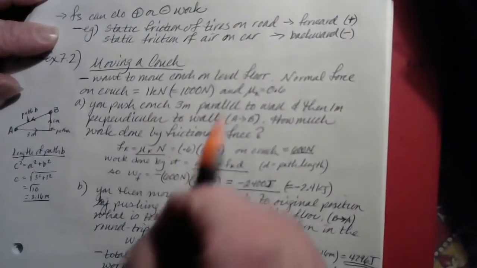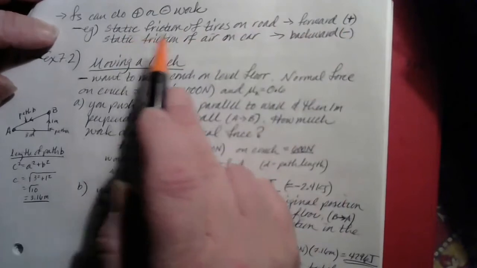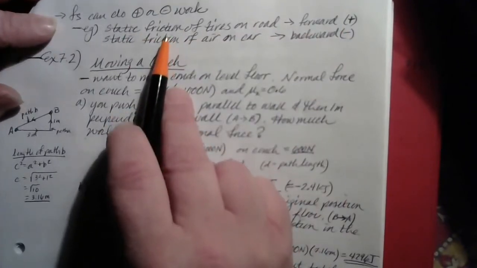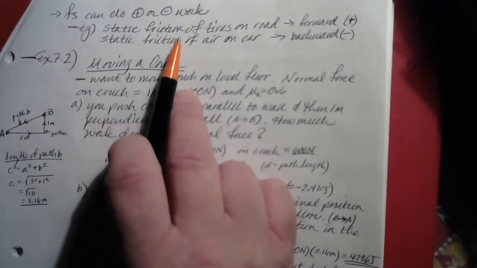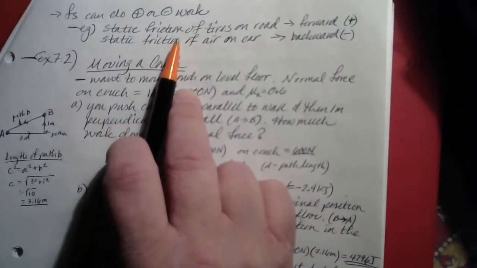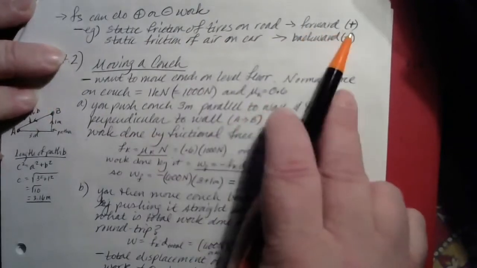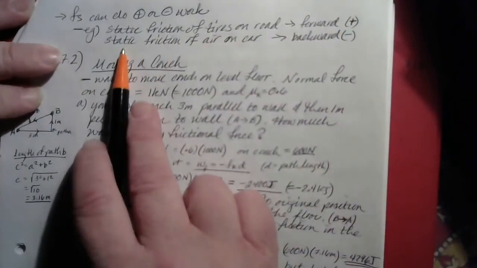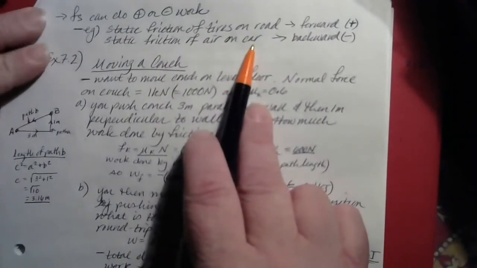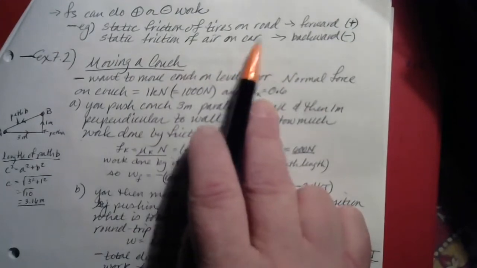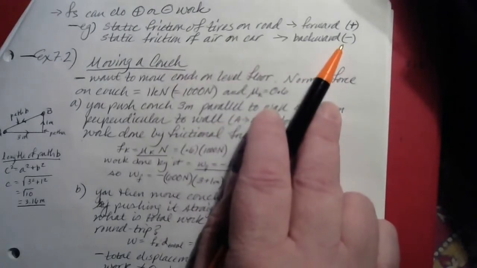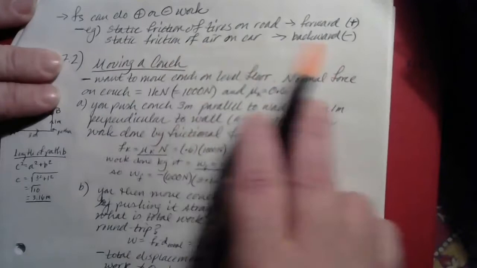An example of static friction doing positive work is the static friction that the tires on your car have against the road, or the road has against your tires, I guess you'd probably want to say. It's that static friction that causes the car to move forward. So in that case, friction is doing positive work. On the other hand, you have a certain amount of friction, for instance, by air on the car. And that is pushing the car back. And so that would be against the forward motion, and that would be considered friction doing negative work.